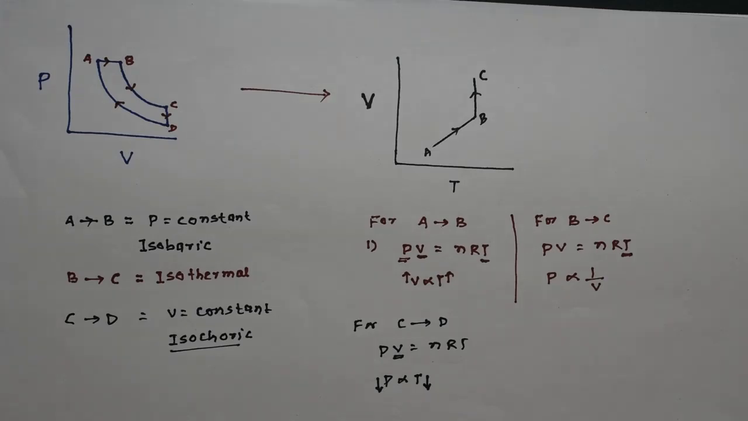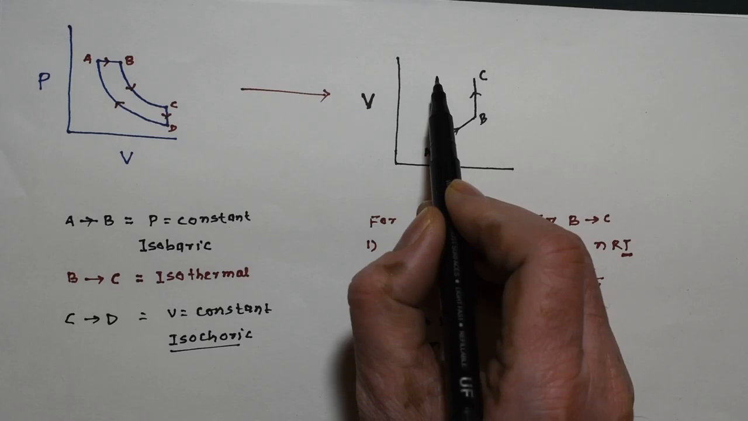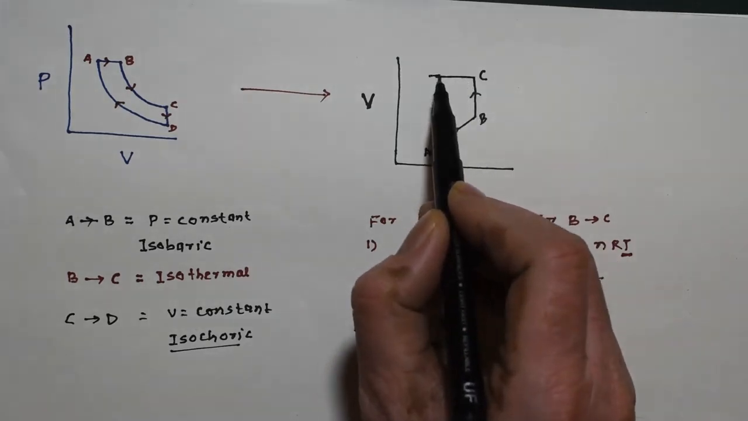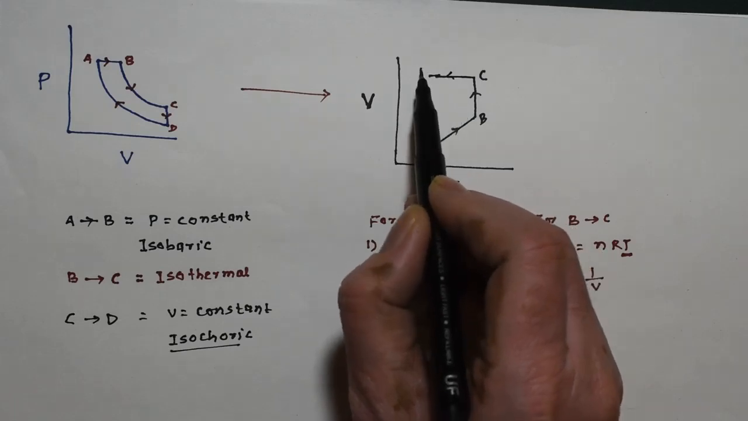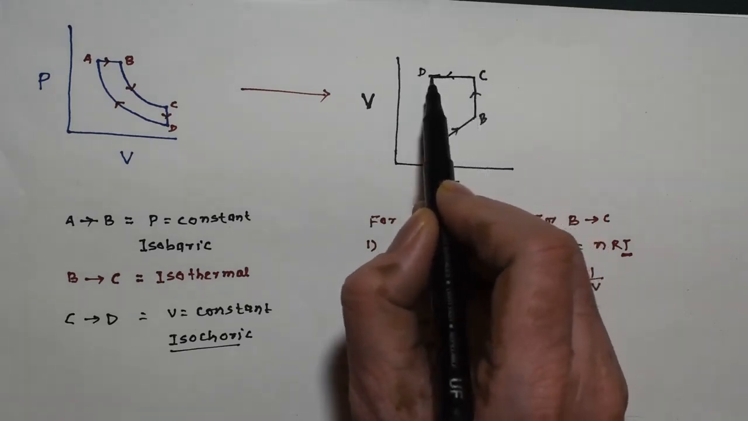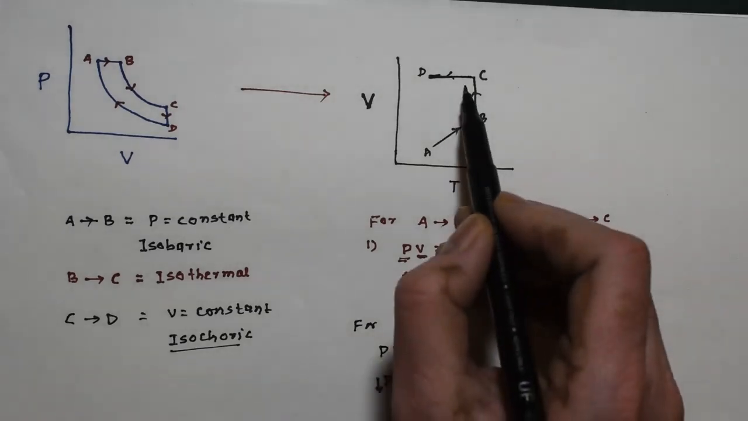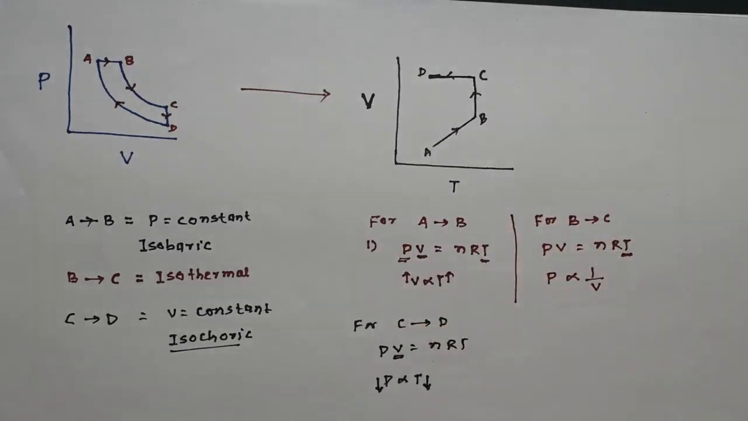That means this will go like this, because in this process volume is constant but temperature decreases, because here pressure decreases, temperature decreases.